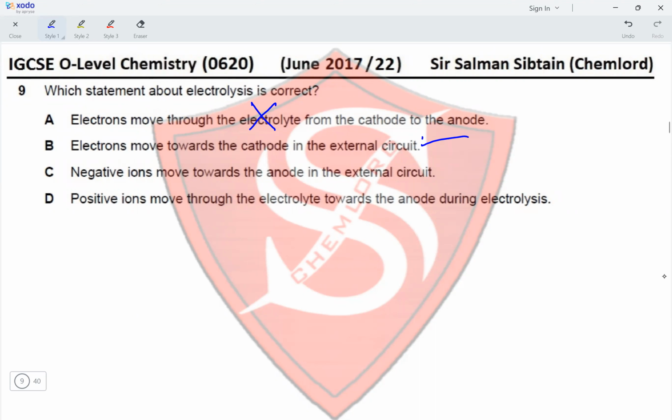So this is correct. Next, negative ions move towards the anode in the external circuit. Negative ions move towards the anode. Yes, in the external, no, in the electrolyte. So external circuit is incorrect. Positive ions move through the electrolyte towards the anode during electrolysis. No, positive ions will move towards the cathode in the electrolyte during electrolysis. Therefore, the correct option for this question is option B.